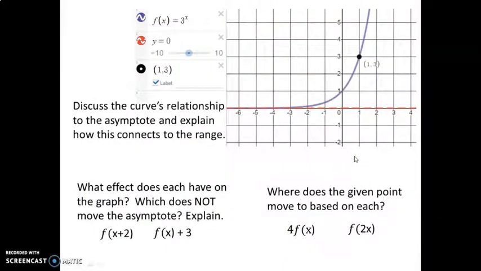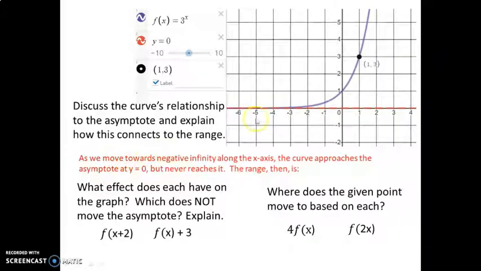Okay, next question. Discuss the curve's relationship to the asymptote. Okay, so here's a curve. It's an exponential curve, and it has something called an asymptote. The asymptote is, and I'll explain it here. So the asymptote is this dotted line, and the curve will forever approach that dotted line but never reach it.